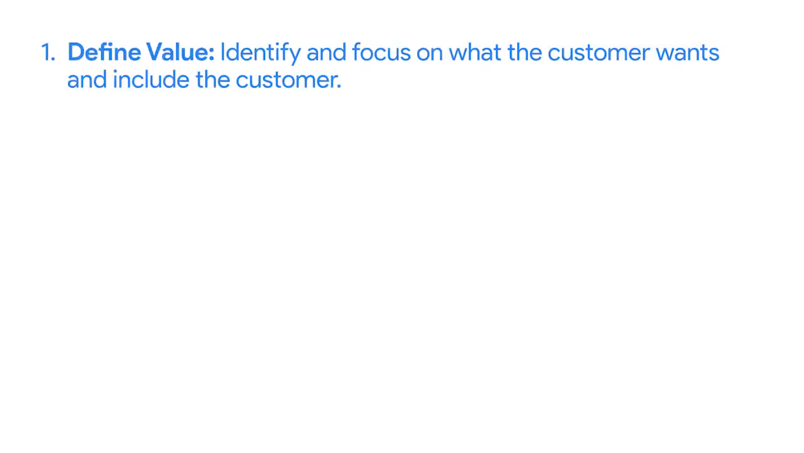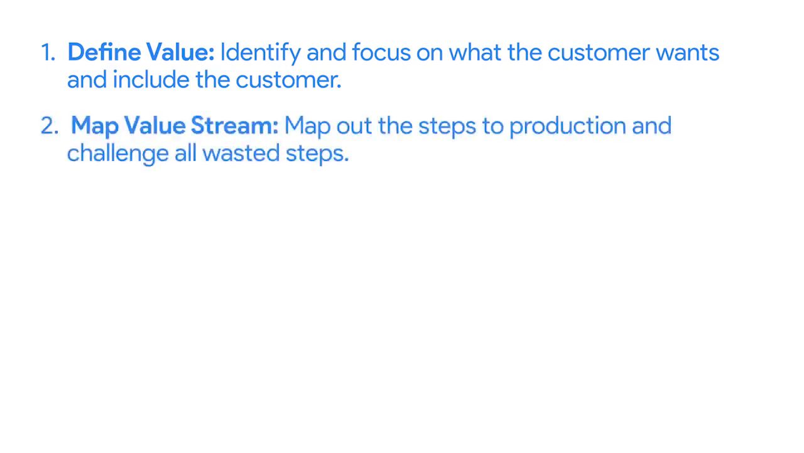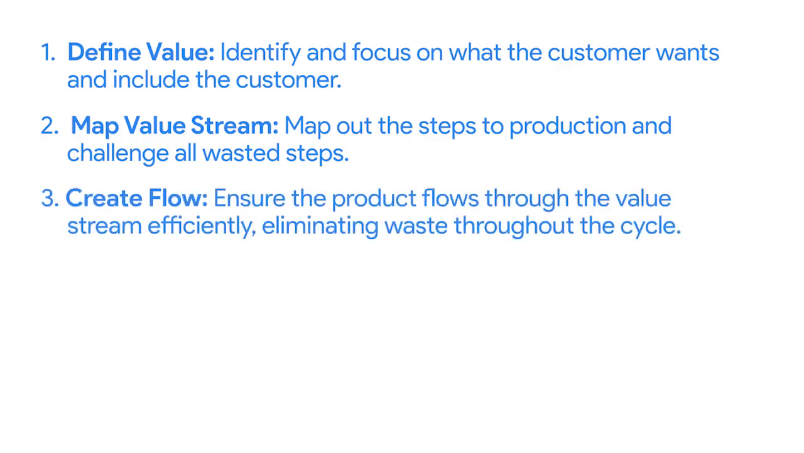Define value means identifying and focusing on what the customer wants and including the customer in the process. A product's value is the sum of all the things the customer wants. Map value stream means mapping out the process or stream, including all the steps involved in producing value for the customer. It also means challenging any steps that can be considered wasteful or unnecessary. Create flow means ensuring the product flows through the value stream efficiently, continuing to eliminate waste throughout the cycle. Work to remove interruptions, delays, and barriers to the work stream.